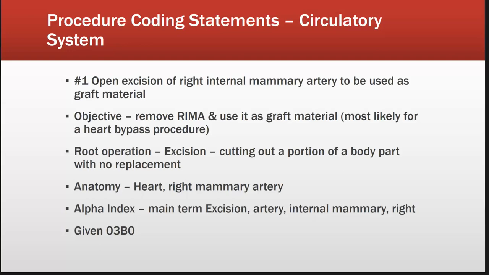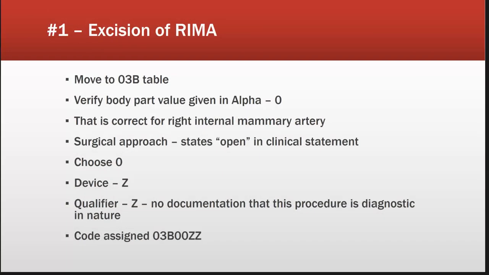What is the root operation? They're not taking out all of the patient's artery of their heart, they're taking out a portion of it. The root operation is therefore excision. We're going to index the main term of excision, which is also the root operation, then the anatomy, heart, right mammary artery. Then we're given 03B0 in the alpha index. We move to the 03B table.